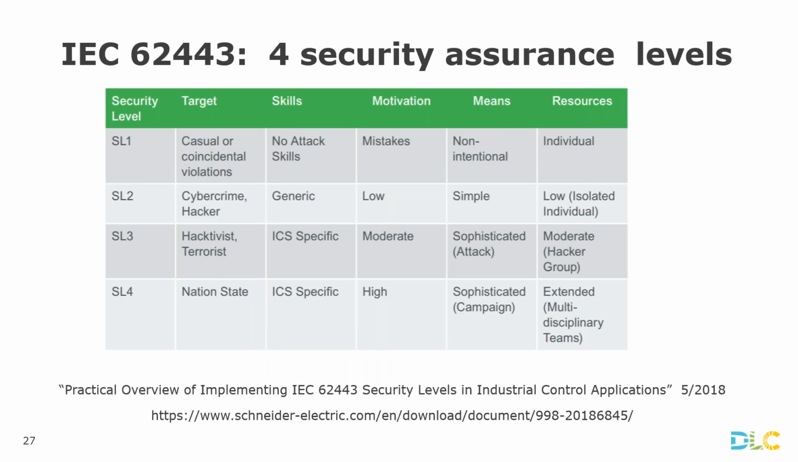One of the features of this standard is that you can get certified to 4 different security assurance levels. The first one would be making sure you don't get hacked by accident, where someone just stumbles across something they shouldn't get into, and then it gets progressively more serious with a generic hacker or a really dedicated hacker or even a nation state. And this is another good report that came out recently from Schneider Electric with an overview of 62443.